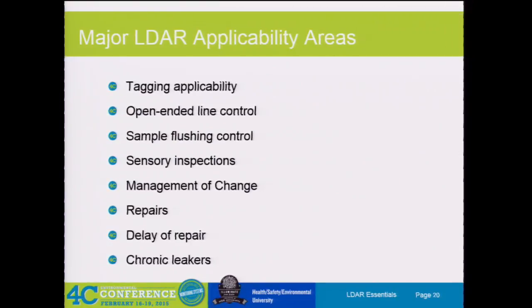How many people have chronic leakers? Okay. And what constitutes a chronic leaker? Either at least 2 times in 4 quarters or 4 consecutive. And that's in your consent decree, correct? Yes. So it's only something you're going to find in your consent decrees, but if you don't have one, it might be a good thing to add into your program.